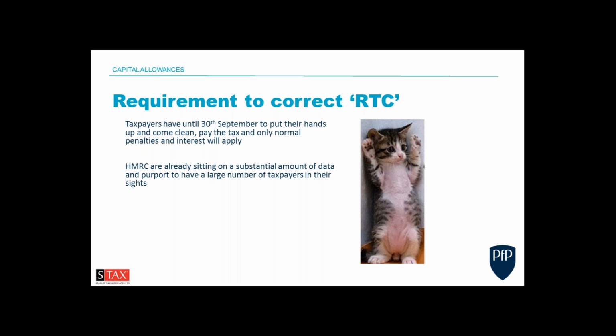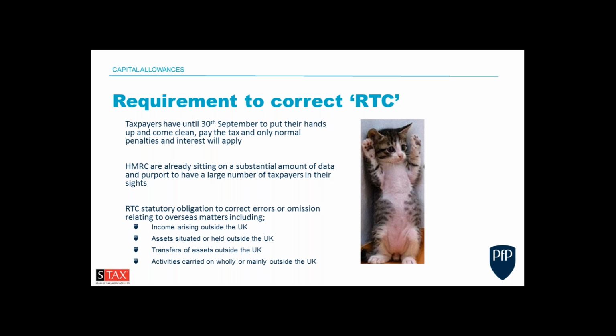HMRC has said they are already sitting on a substantial amount of data, and they already have a large number of UK taxpayers in their sights to send letters out shortly after the 30th of September. Whether that's true or not, only they know. I'll be surprised if it isn't at least partially true, because they've been getting information through since September 2017 from about half the countries that have signed up to this.